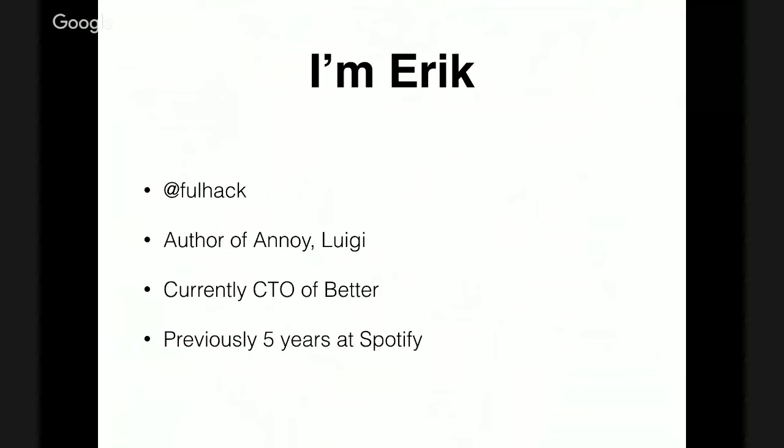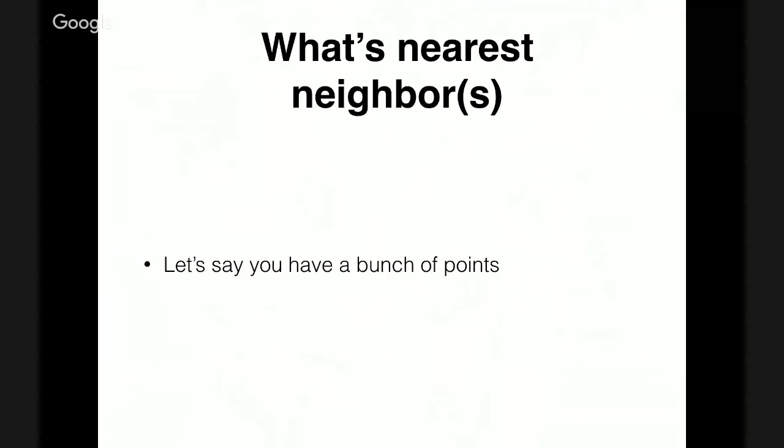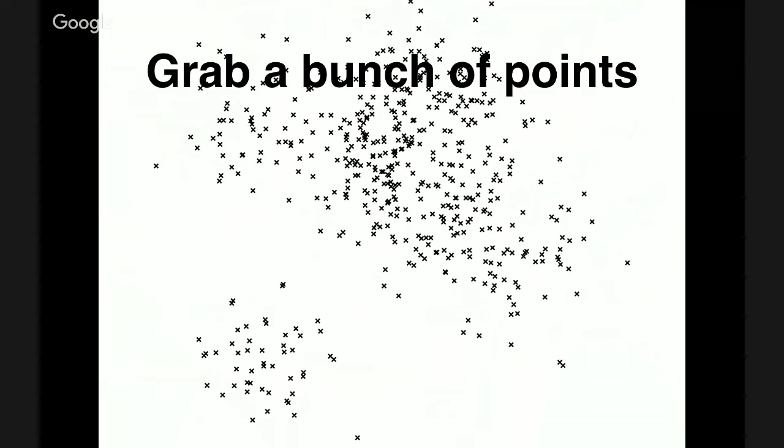Cool. So let's talk about nearest neighbors. So what is it, right? We have a bunch of points in space. So let's generate a bunch of points. In this case, it's two-dimensional, so it's kind of basic, but you can imagine this going three-dimensional and four-dimensional, and typically what we did at Spotify was 40 to 100 dimensions.